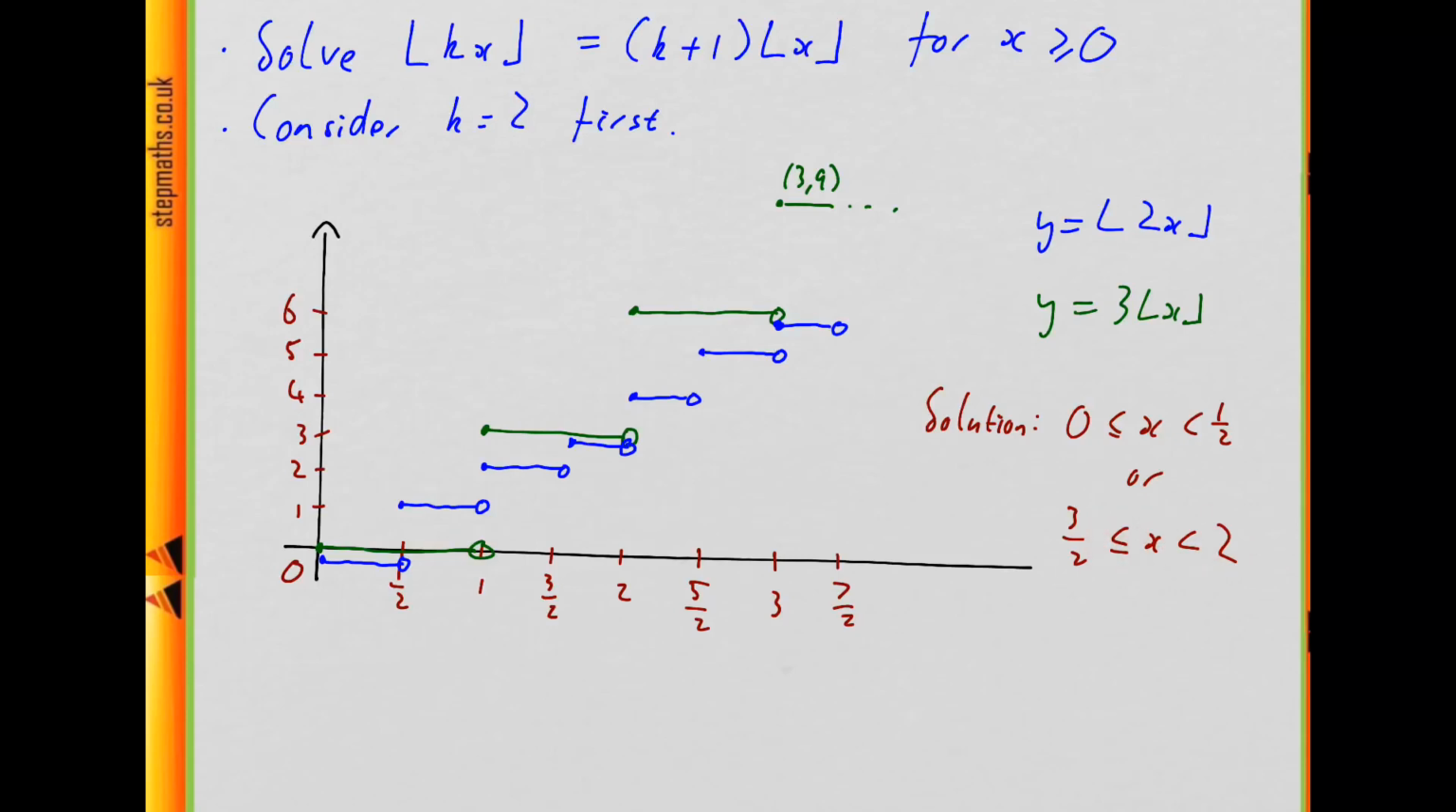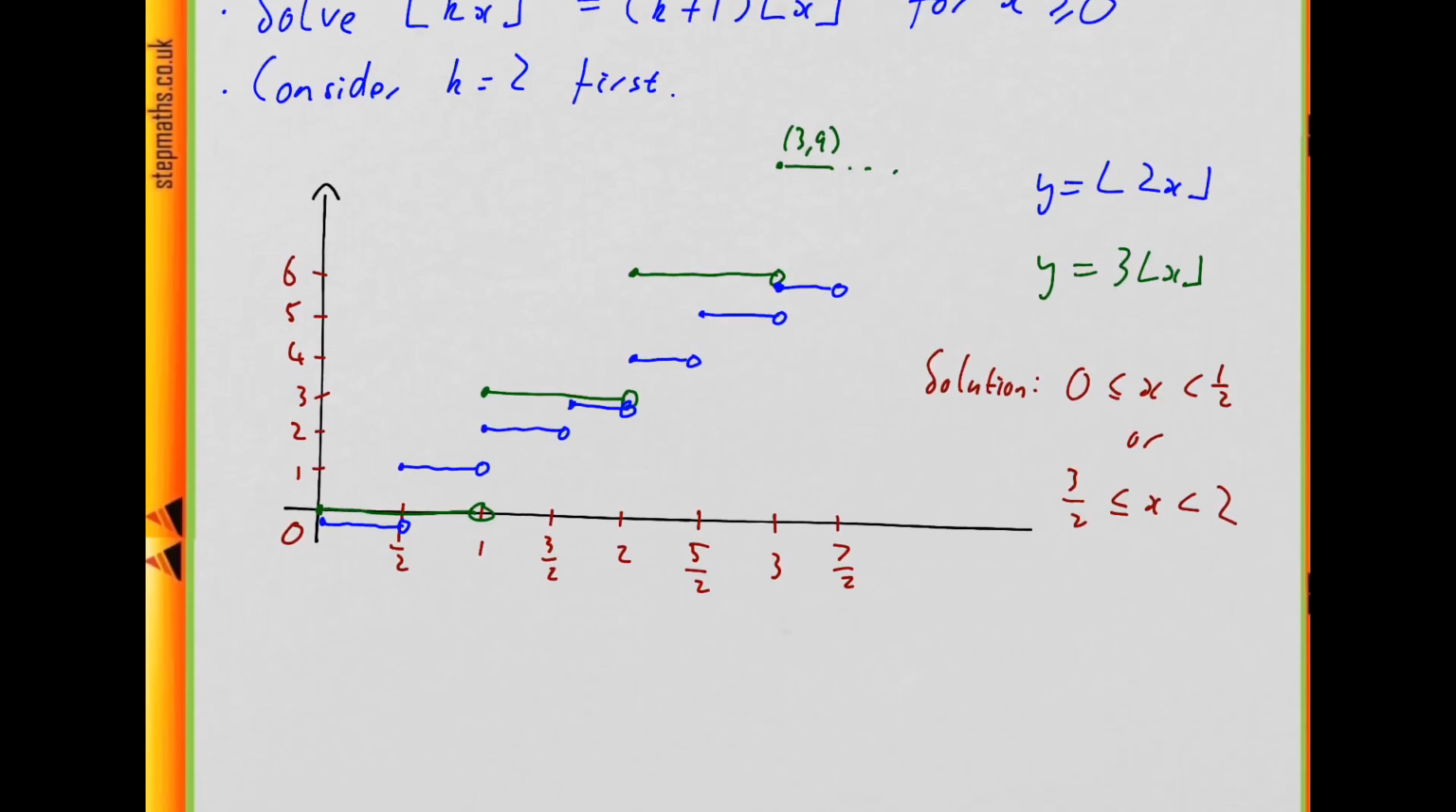Okay, so that's a graphical method, but it might be harder to generalize in terms of k, because for k, if this is kx, then the value of this is going to change every time we go past a multiple of 1 over k, so these blue things are going to get very short. And this is going to be k plus 1 times box x. That's still going to change every time we go past an integer, but it's going to jump up by a large amount if k is large. So it might be difficult to draw.